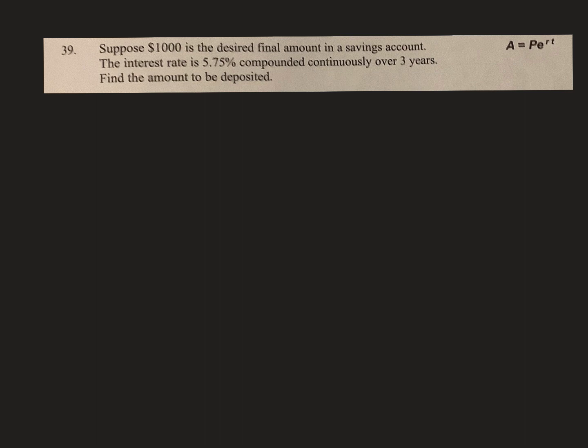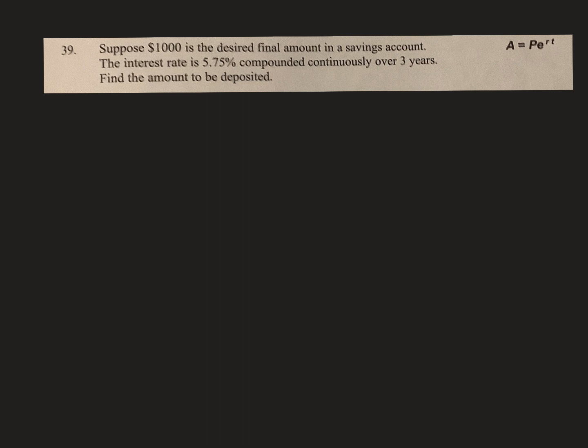So this is problem 39 on page 51, and we see that there's a $1,000 target amount that we're looking for, which is our final amount in a savings account, and it has an interest rate of 5.75% compounded continuously over 3 years. Now, they gave us the formula, but you should already know that this is the continuous compounding formula.